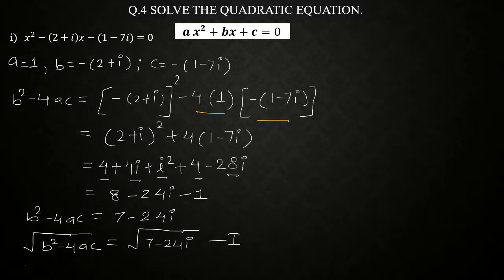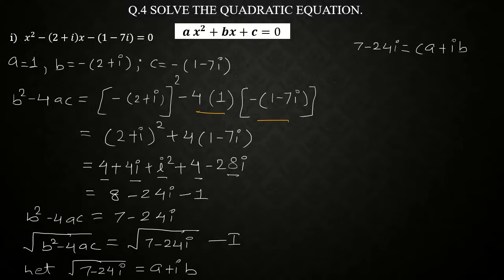So let us assume the square root of this complex number, which is under root of 7 minus 24i, will be another complex number, and let that complex number be a plus ib. Now we do squaring on both sides. That gives you 7 minus 24i is equal to a plus ib the whole square.